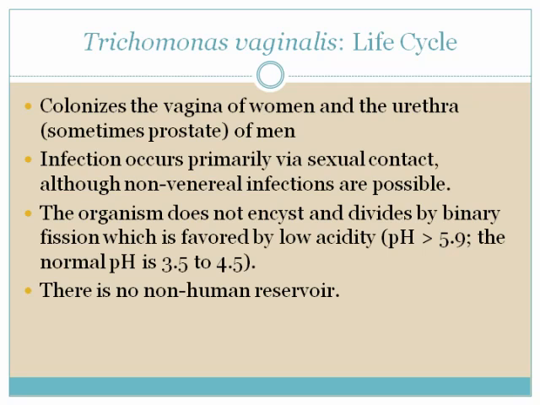The organism does not encyst, and it divides by binary fission, which is favored in a pH of greater than 5.9, whereas the normal pH is about 3.5 to 4.5. There's no non-human reservoir for this one. Again, this is transmitted via sexual contact.